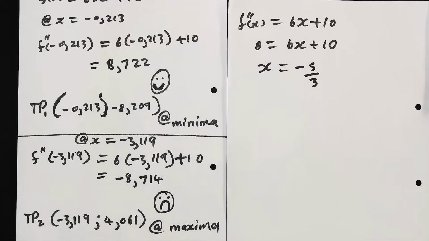Please don't make the mistake of switching and having 6 divided by 10. It's 10 divided by 6, because we're solving for x. Or you can start by dividing by 6 before you take it to the other side. So 0 divided by 6 is 0, and then 10 divided by 6 is 5 over 3. Take 5 over 3 to the other side, it's minus 5 over 3.